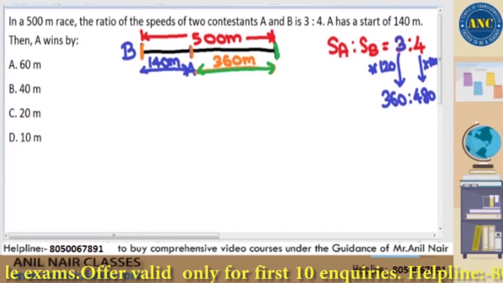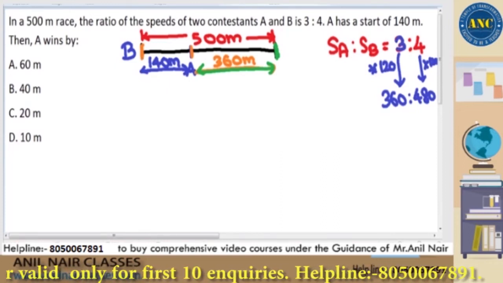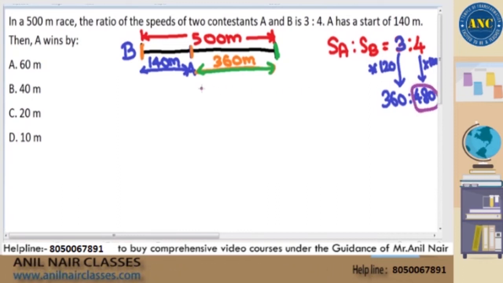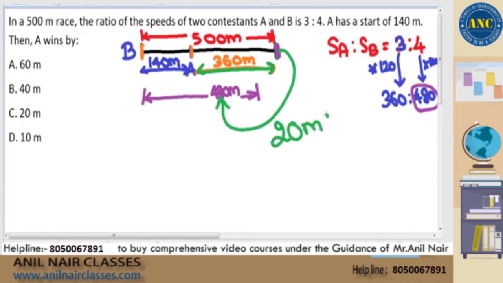Immediately when A reaches the end point, if I check where B is located at that point, B would have traveled for how many meters? B would have traveled from the starting point till 480 meters. That means A is already at the 500 meters mark. B is at 480 meters mark. That means A beats B by how many meters? 500 minus 480. What should be the answer? 20 meters. Again, a very, very logical way of solving the question.